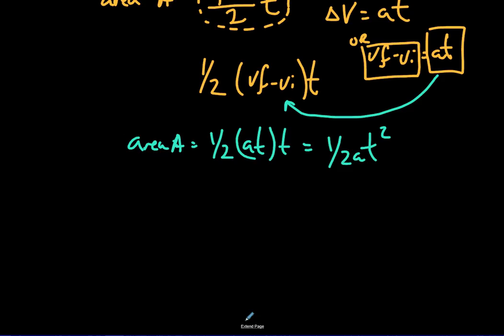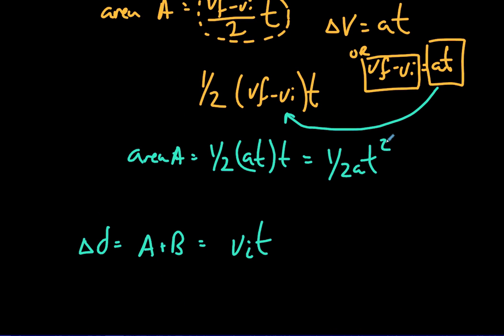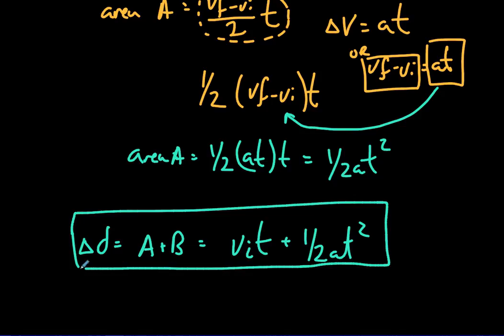So now what we're going to do to find delta d is add area A plus area B. So delta d equals vit, right? That's how we found this rectangle, vit, plus 1/2 at squared. And now what we've done is we've derived ourselves a brand new formula. We'll just look at how this stacks up. So delta d equals vit plus 1/2 at squared.